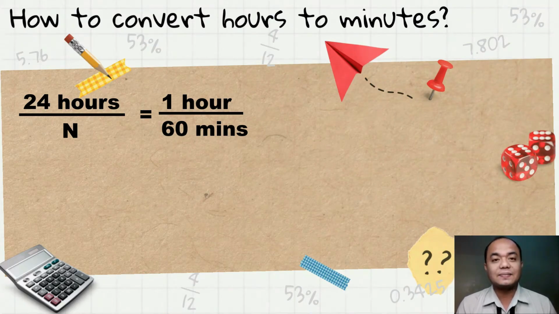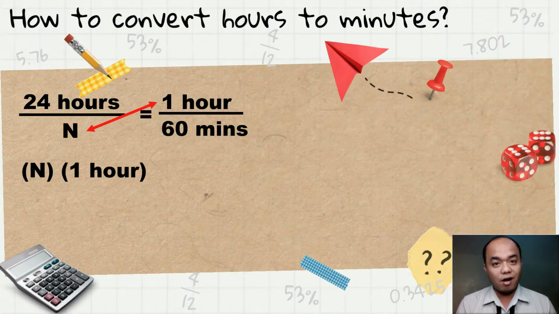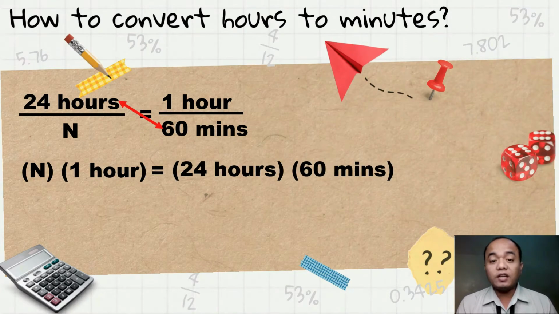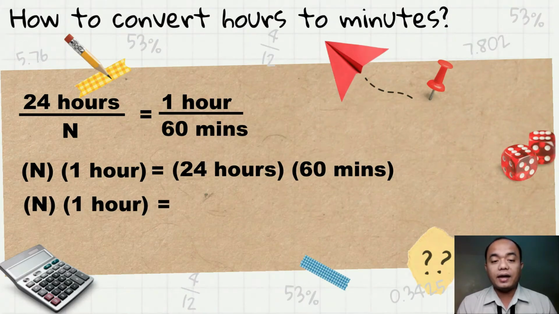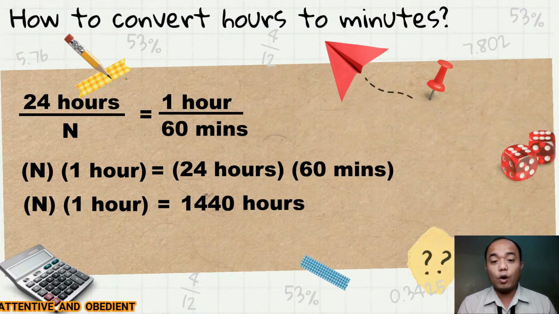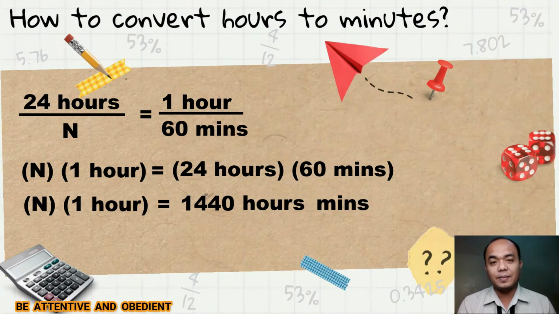So, what's next? Yes, we will cross-multiply. So, we will multiply n times 1 hour. And then, we will multiply also 24 hours times 60 minutes. So, copy again n times 1 hour. And then, we will multiply 24 times 60. And how much is that? Very good. It's 1,440. And of course, copy the units, the hours and the minutes.